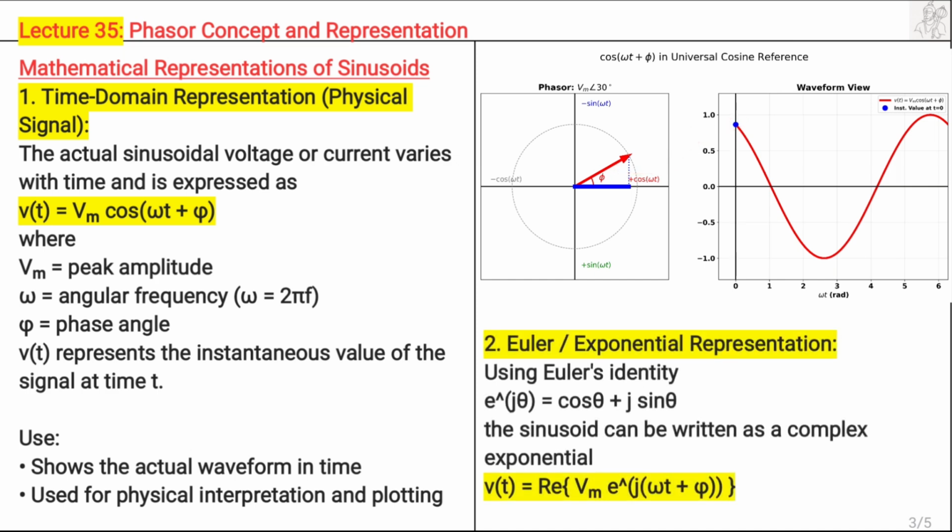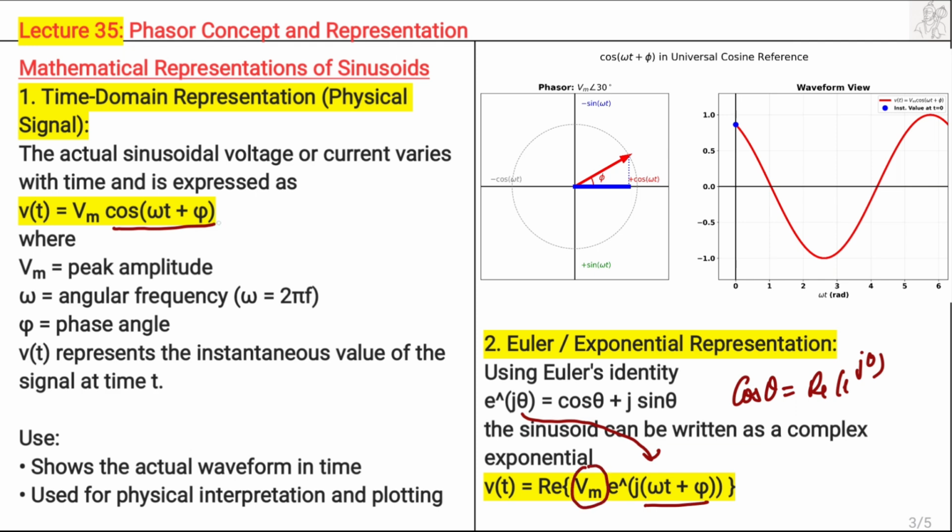Second is Euler representation or exponential representation. We know that as per Euler identity, e raised to the power j theta is equal to cos theta plus j sin theta, where cos theta is simply the real part of e raised to the power j theta. So with this identity, we can say that for Vm cos omega t plus phi, the angle is omega t plus phi, so e raised to the power j theta becomes e raised to the power j omega t plus phi. Vm is added, which is the simple magnitude.